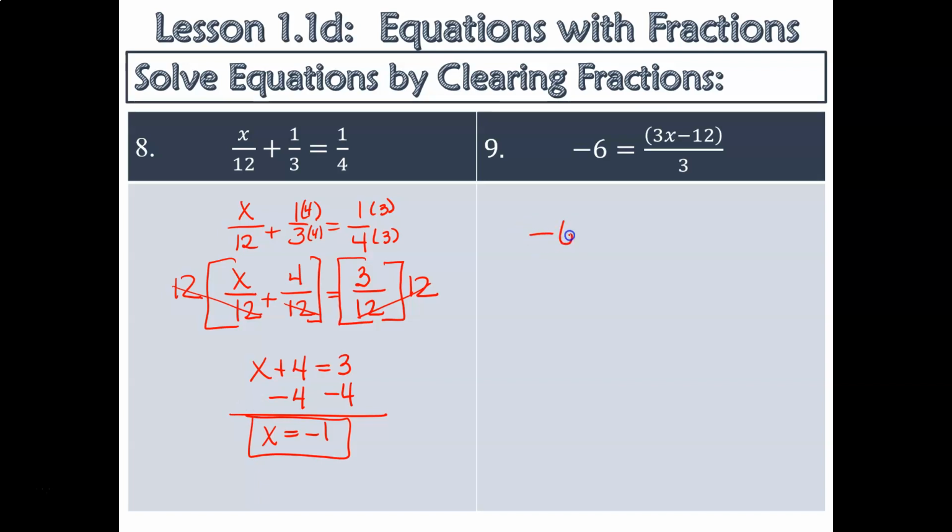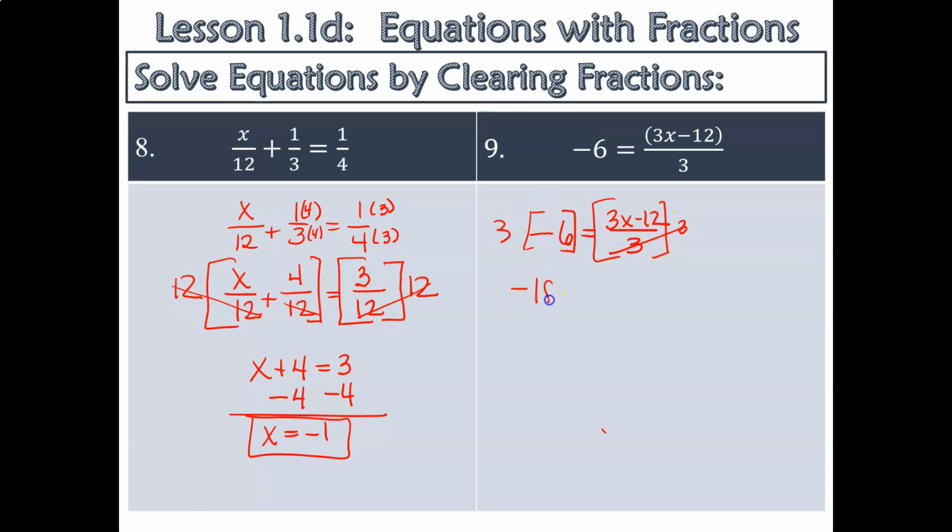Number 9, negative 6 equals 3x minus 12 over 3. Sometimes that'll be in parentheses, sometimes it won't. In this case, it really doesn't matter. So I want to undo this division. So I'm going to multiply each side by 3.